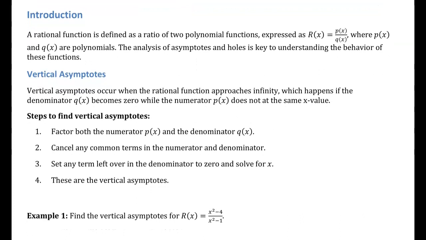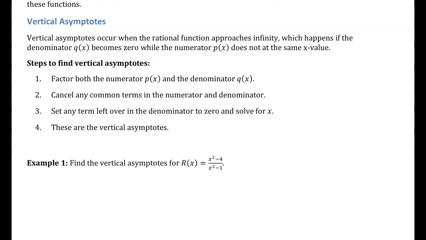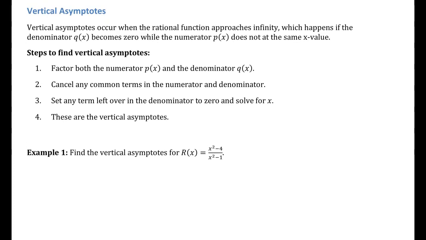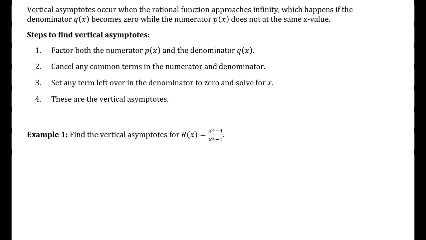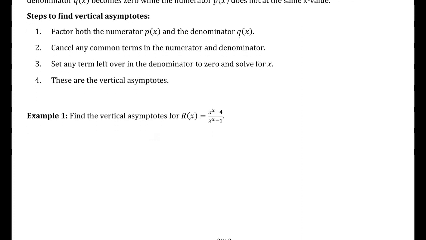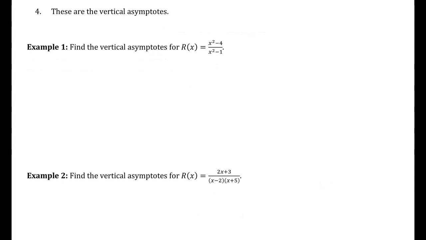So for vertical asymptotes, they're going to occur when the rational function approaches infinity, and this will happen if the denominator becomes 0 while the numerator does not at the same x value. And we'll talk more about that. So when we're finding vertical asymptotes, what we want to do is factor the numerator and denominator if they are not in factored form. And then we'll cancel any common terms in the numerator and denominator. And then any terms that are left over in the denominator, we're going to set those equal to 0 and solve for x. And then those values of x will let you know where the vertical asymptotes will occur. So let's take a look at an example.